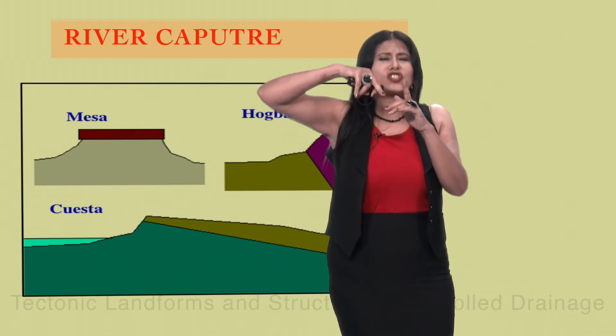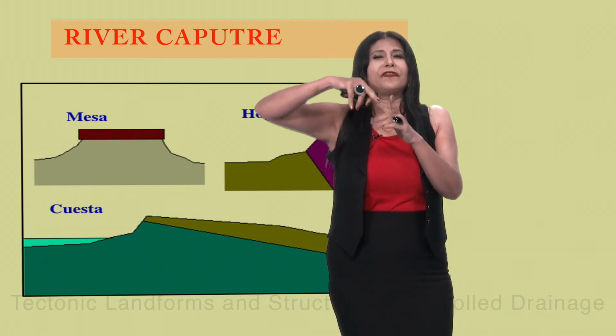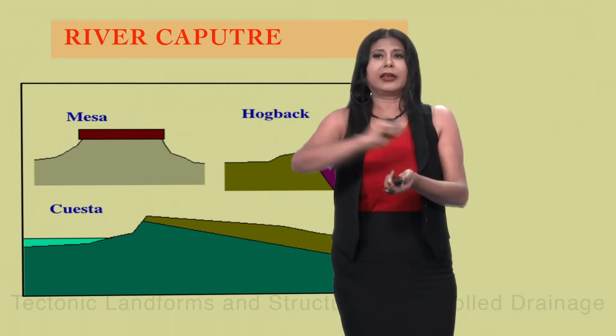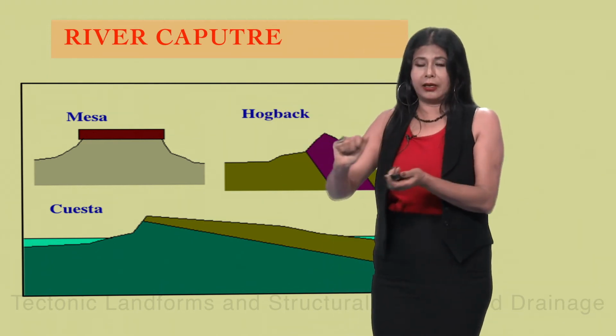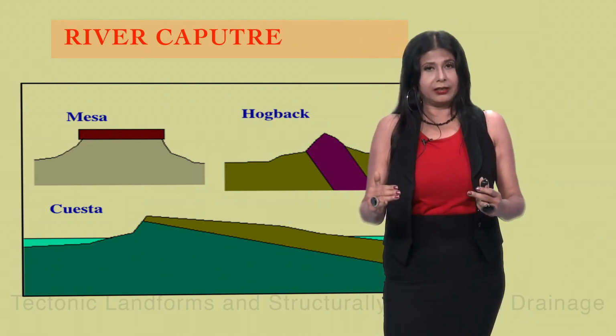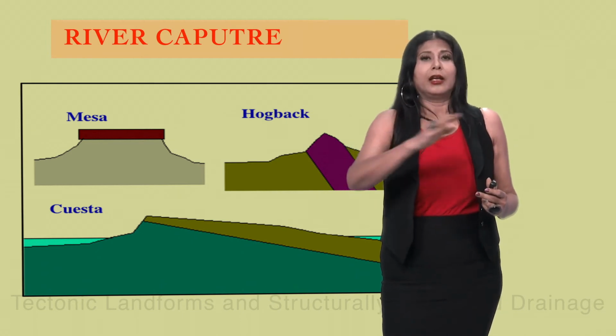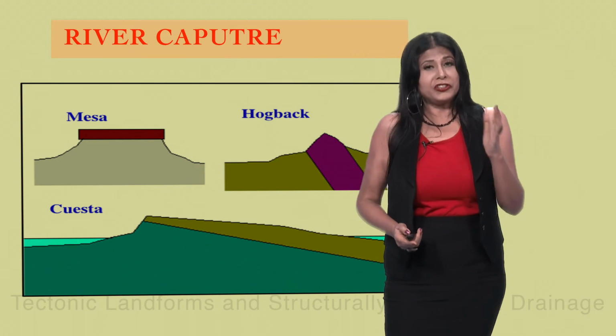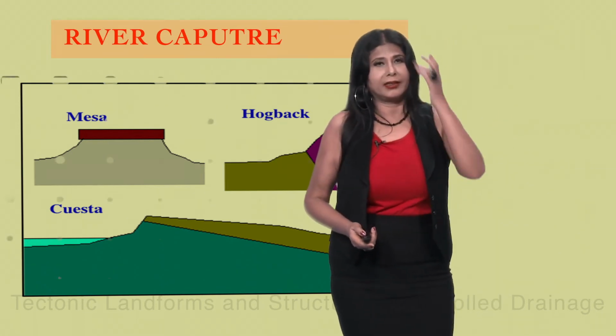Hogback is sharper. And finally, flat iron, the last stage. Flat iron means ironing. We iron the clothes. That iron, if we make it stand like that, how does it look? Like a triangle. So that flat iron starts looking like this. All these features are geomorphic features which are controlled by tectonics.